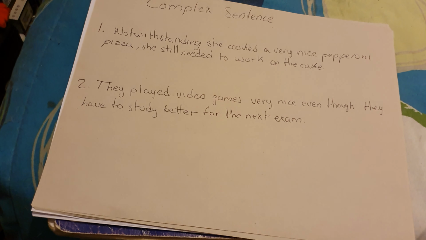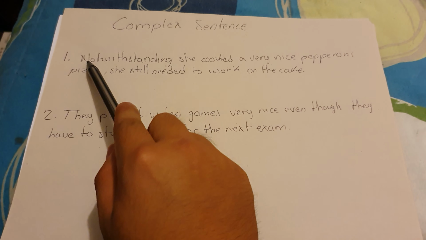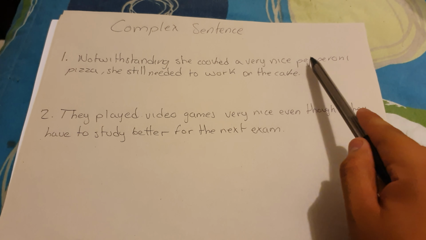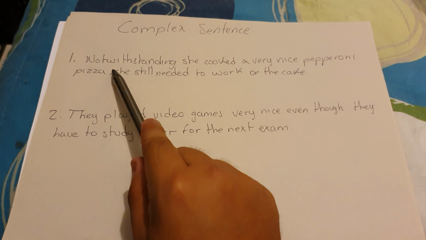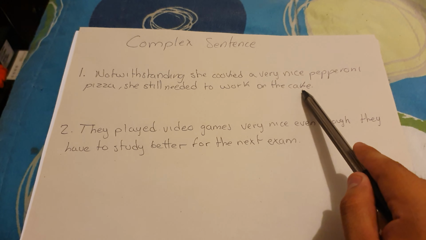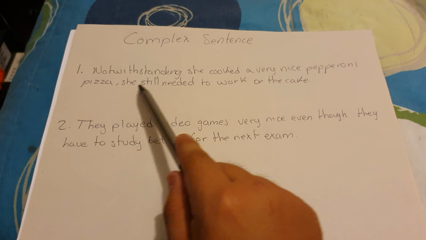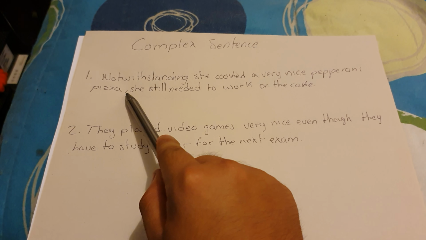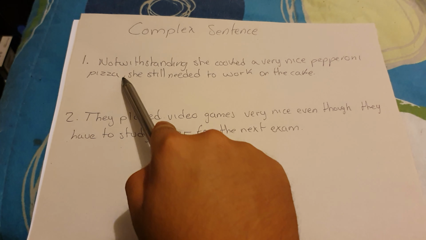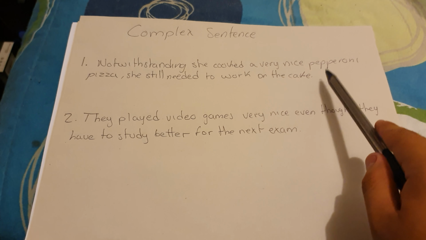For example, in the first example, notwithstanding she cooked a very nice pepperoni pizza, comma, she still needed to work on the cake. This is the dependent clause. And then, like in the rule that I told before, you put a comma and then the independent clause.